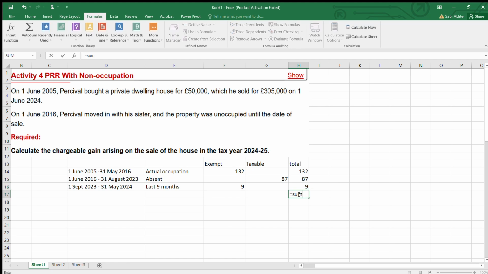The total is, do the sum function. And here, sum function. And here it is just 87. So now when you're calculating PRR, remember, we start with the proceeds. What is the proceeds? 305,000. Take the cost. What is the cost? 50,000. Minus 50,000. So take the sum.